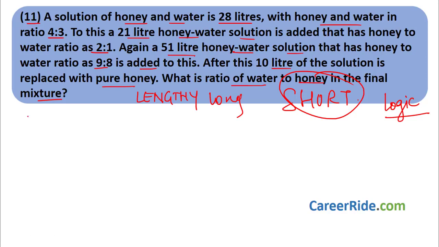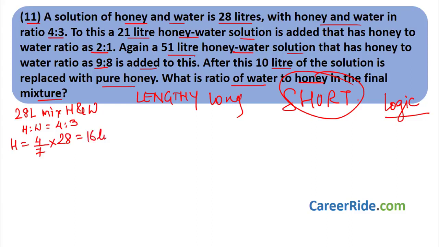Let us see how. First, we have 28 liters of mixture. It is a mixture of what? Honey and water. In that, the ratio H:W is 4:3, right? That means 4 parts honey, 3 parts water. So total parts are how much? 4 plus 3, 7 parts of the mixture are there, and out of those 7 parts, 4 parts is honey, 3 parts is water. So how much is honey actually? 4 parts of honey out of 7, into the total amount of mixture, that would be 16 liters. So in 28 liters of the mixture, 16 liters is honey. How much is water? 28 minus 16, 12 liters, right?